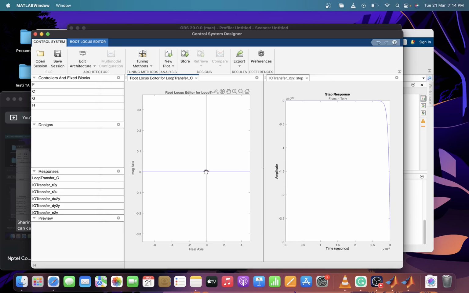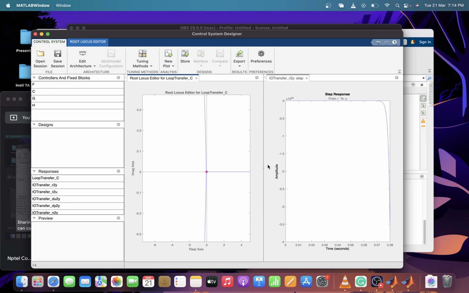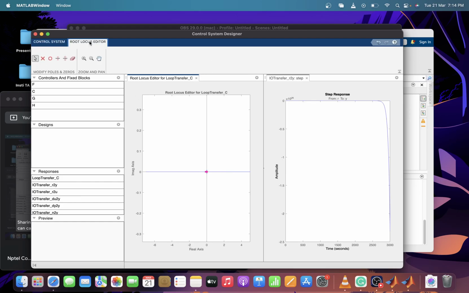So this is my, so you can see all my roots are here, and my root locus, so I can add an integrator, see, so I can add an integrator, so which made it a bit, or add, so I can add a differentiator. Okay, I'll just delete the pole and 0 which I just added.